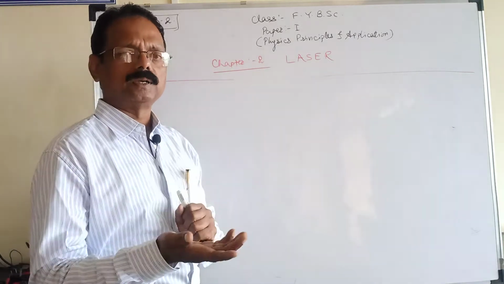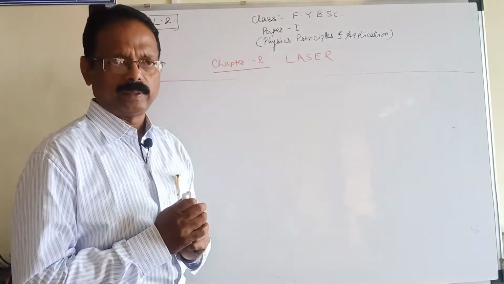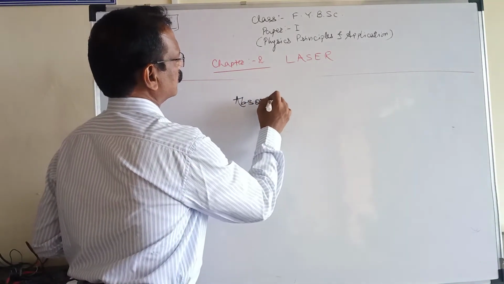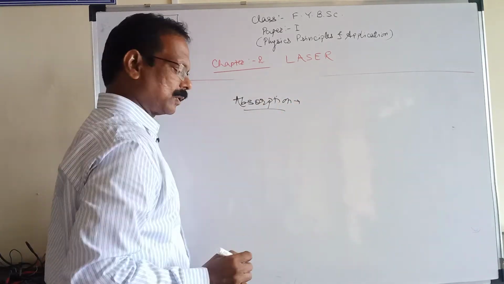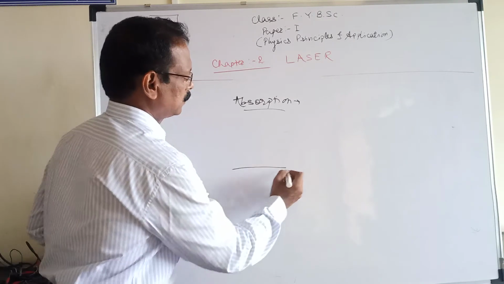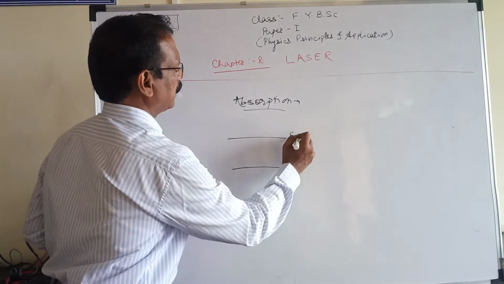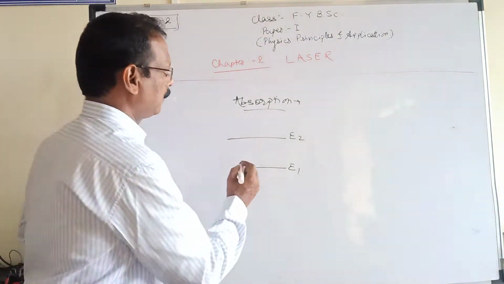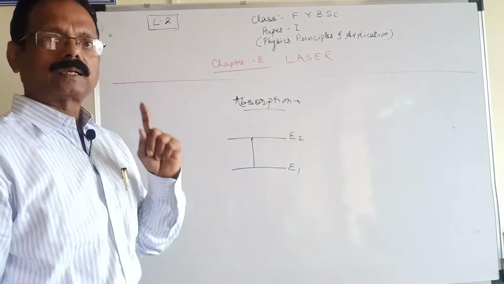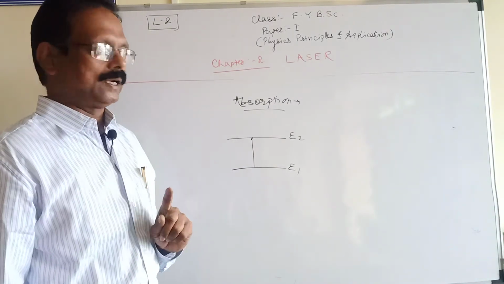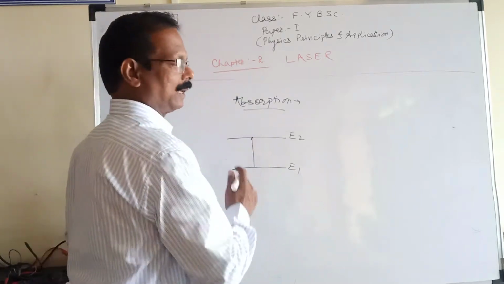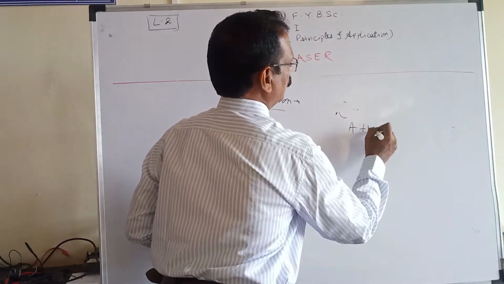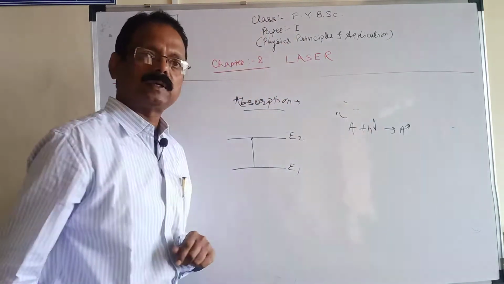Then we saw what is absorption, what is spontaneous emission, and what is stimulated emission. We have just revised all this. Absorption means the atoms are already in the ground state, which is E1, and E2 is the higher energy level. When we supply some energy from an external source, the atom goes to the higher energy level. This is called absorption, and we write A plus hν gives you A star.